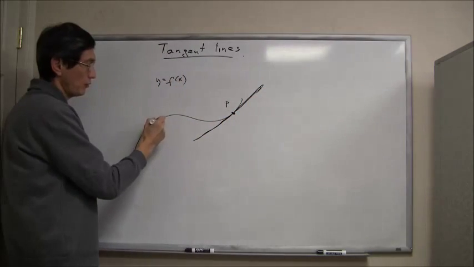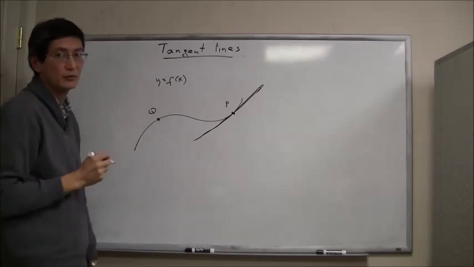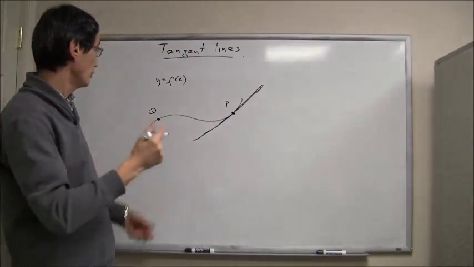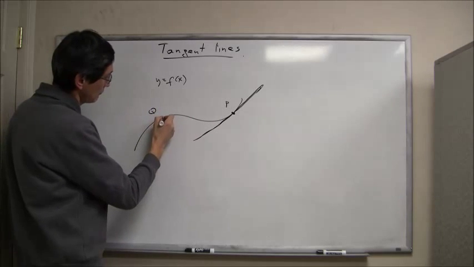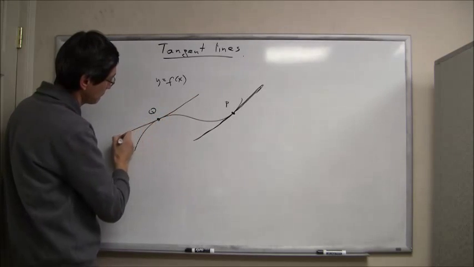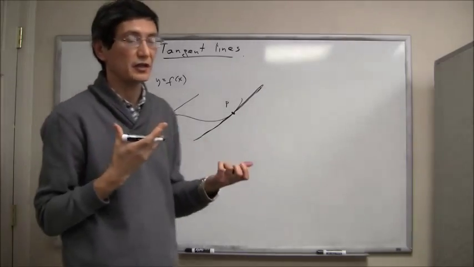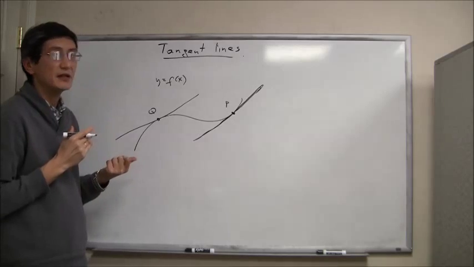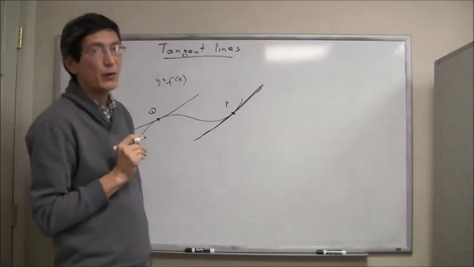If I pick another point, Q, on the curve, then I can draw another tangent line to the curve at the point Q, and it looks something like this. So that's a nice geometric interpretation of what the tangent line is. So we'll be interested in how to find the equation of a tangent line.